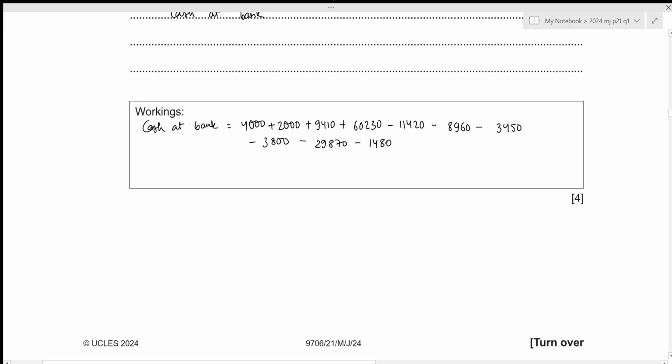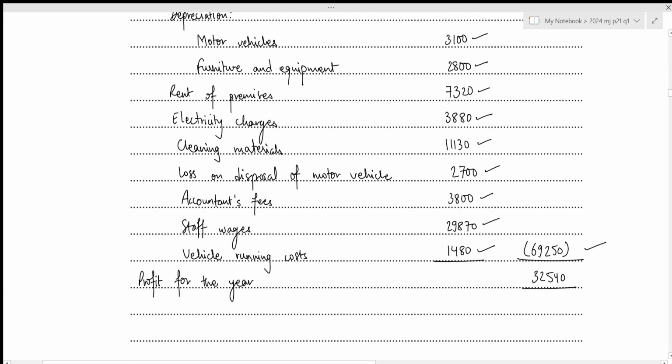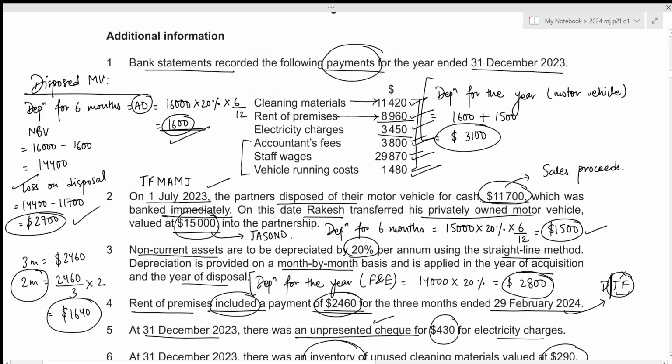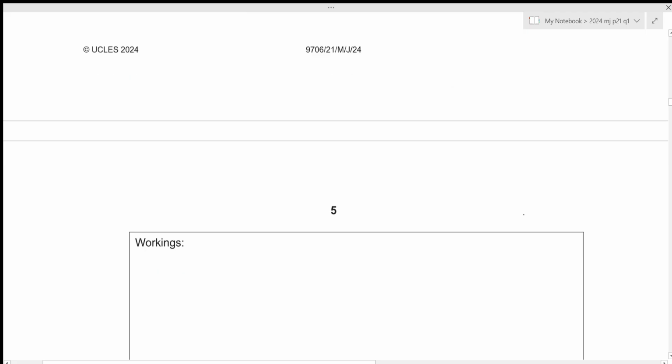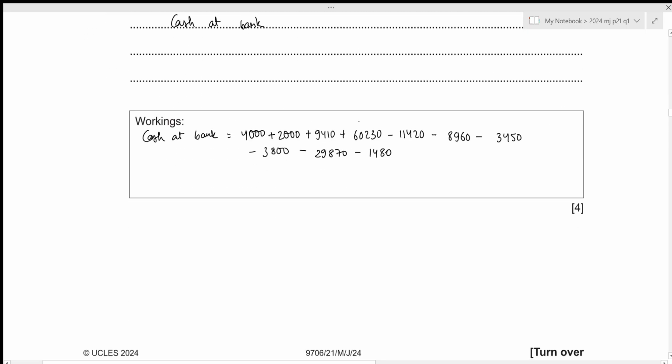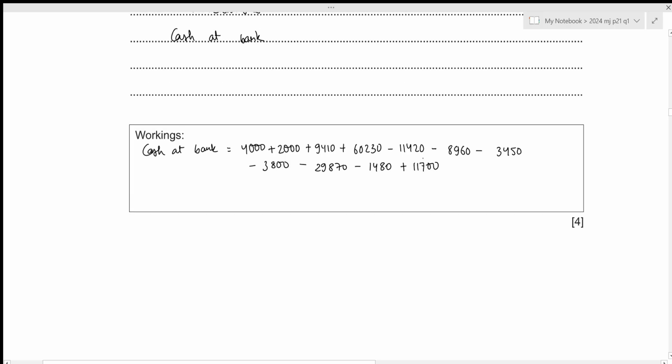Okay, we missed one other item because we also disposed our motor vehicle and the sales proceeds was received into the bank account right here. On 1st July 2023, the partners disposed of the motor vehicle for cash 11,700, which was banked immediately. So we need to enter this into our bank account. So we need to add 11,700.